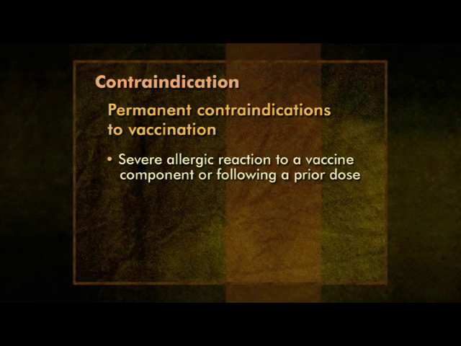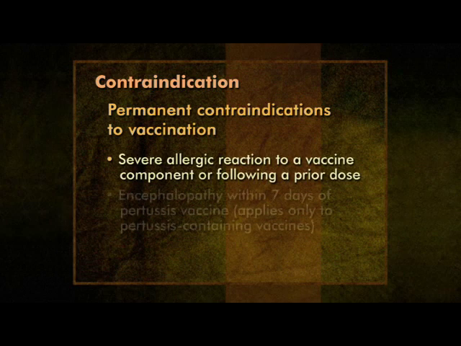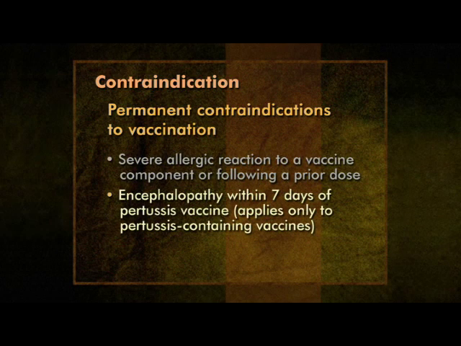There are very few true contraindications and precautions, so let's go through them briefly. There are 4 permanent contraindications to the use of routine vaccines. The first, which applies to all vaccines, is a severe allergic reaction to a vaccine component or following a prior dose of vaccine. By severe, we mean an allergic reaction that is immediate and life-threatening, also called anaphylaxis. The second applies to pertussis-containing vaccines only. It is encephalopathy within 7 days of a prior dose of pertussis vaccine.